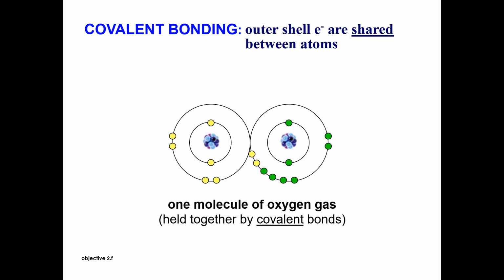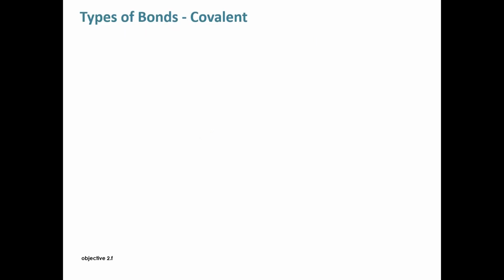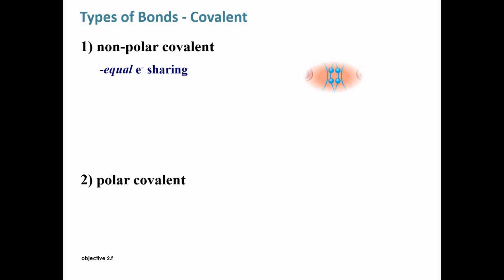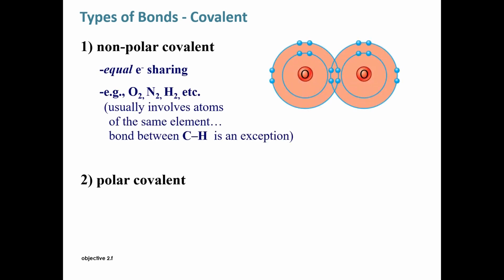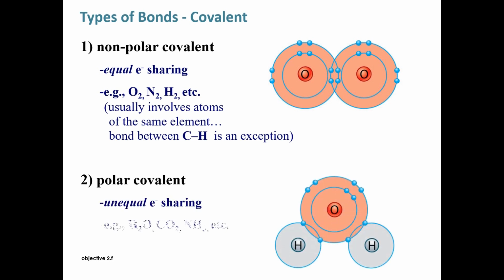There are two types of covalent bonds. Nonpolar covalent bonds, like the one between oxygen atoms, are equal sharing. This usually involves atoms of the same element, but sometimes occurs between carbon and hydrogen. Polar covalent bonds involve unequal sharing. This occurs in things like water, carbon dioxide, and ammonia.